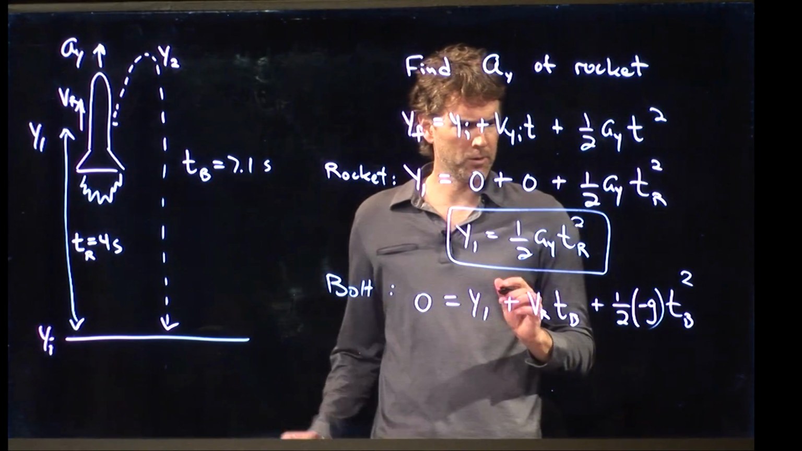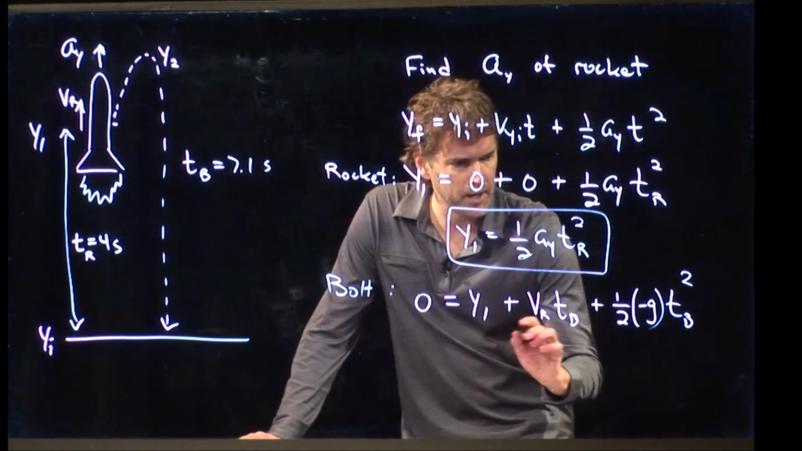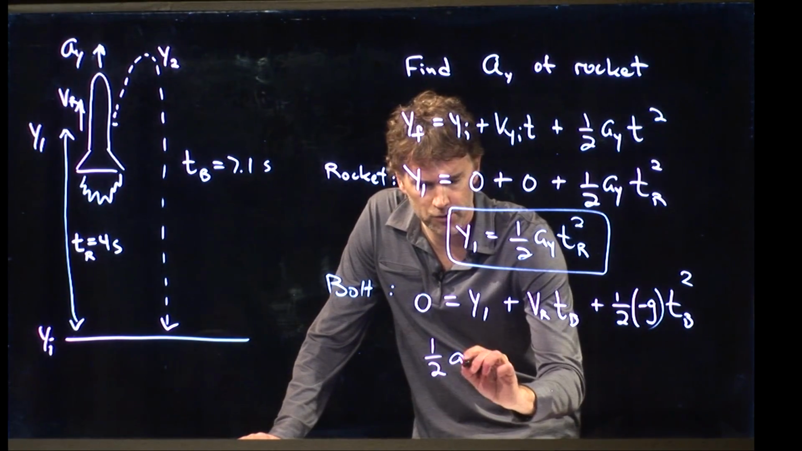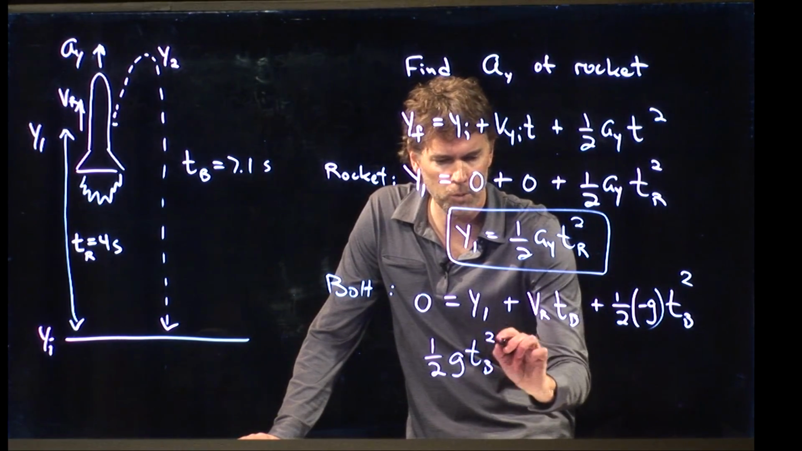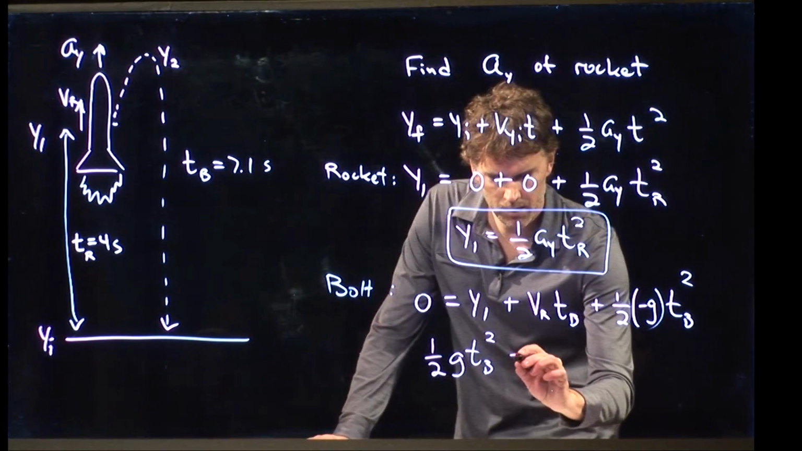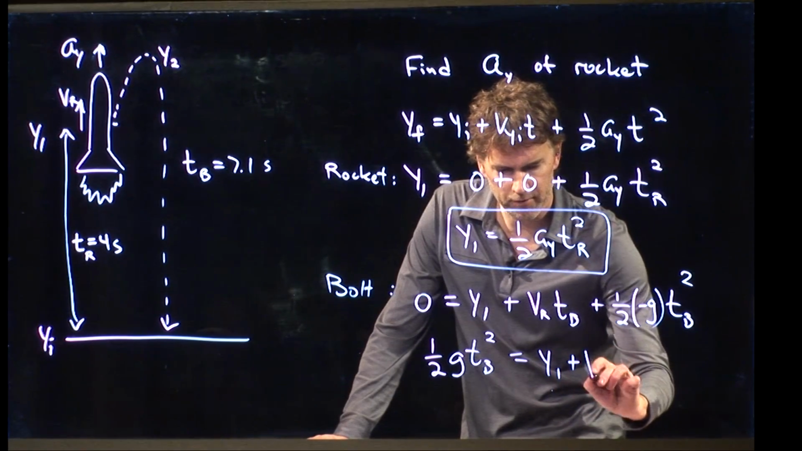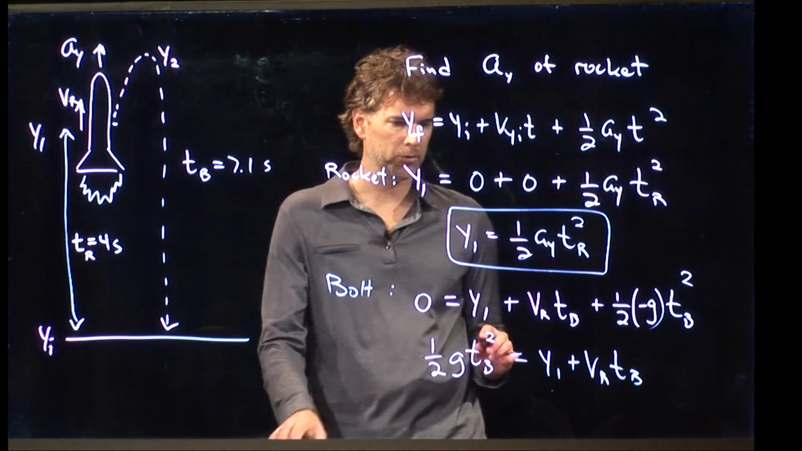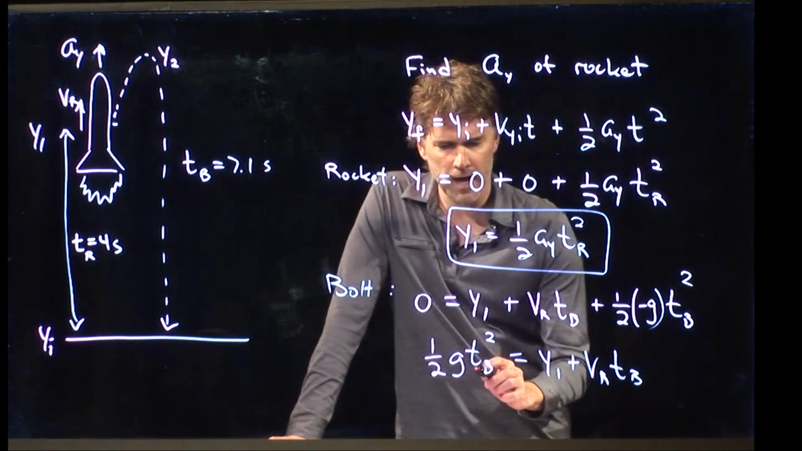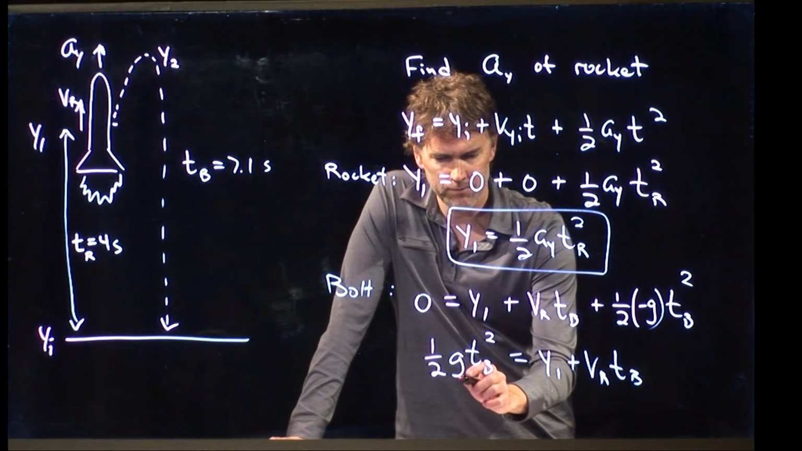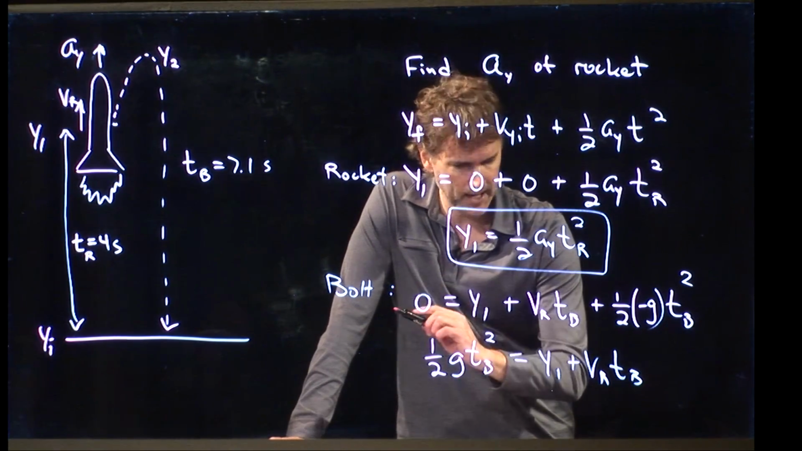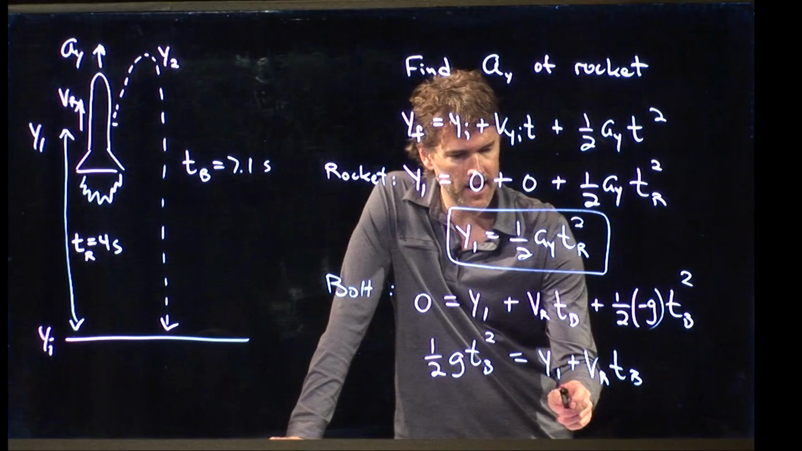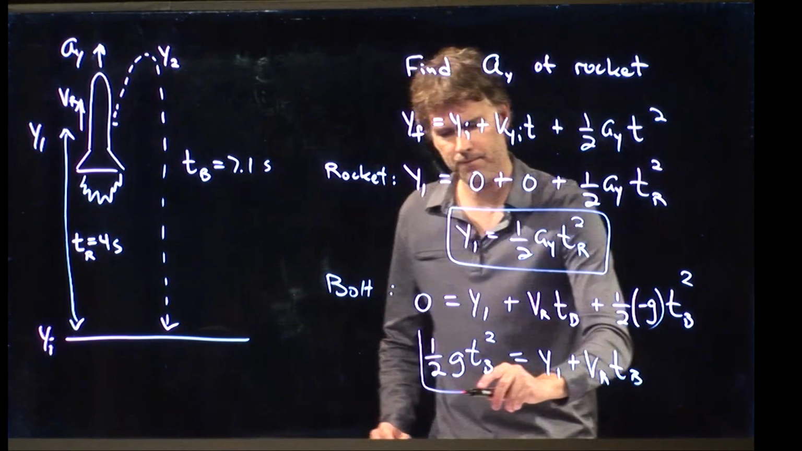Okay, so let's rewrite this equation a little bit. We've got this quantity, which is a negative. Let's move that over to the other side. We've got 1/2 g t sub b squared, and that's going to equal y sub 1 plus v sub r t sub b. And let's just identify how many unknowns we have in this equation. We've got g, which we know. We've got t sub b, which they gave us. We have y1, which we don't know, and we have v sub r, which we don't know.